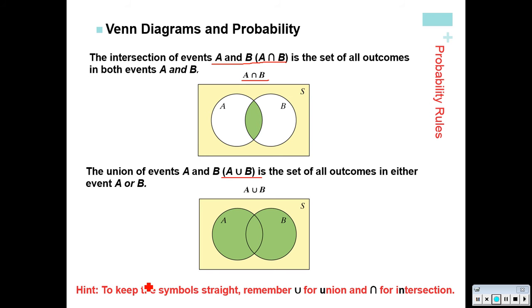It says here, to keep the symbols straight, just remember U is for union and the upside down U is for intersection. I kind of bolded the N in intersection since you could make an argument that the symbol looks a little bit like an N.